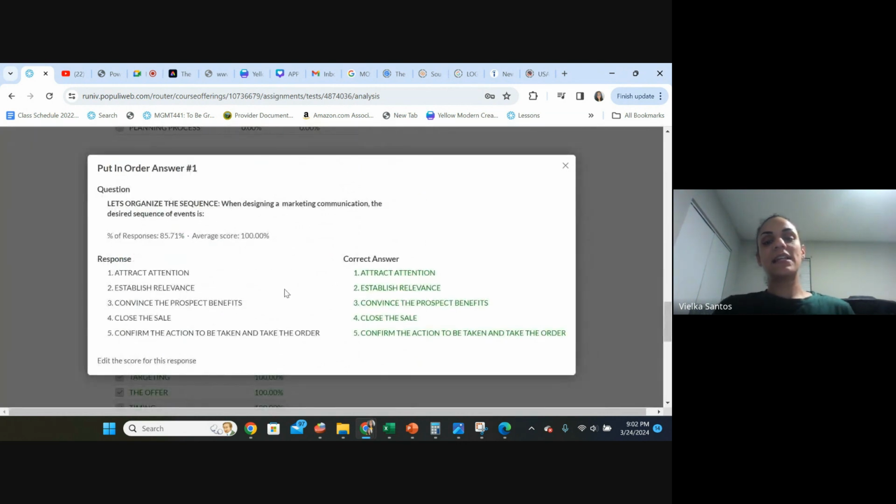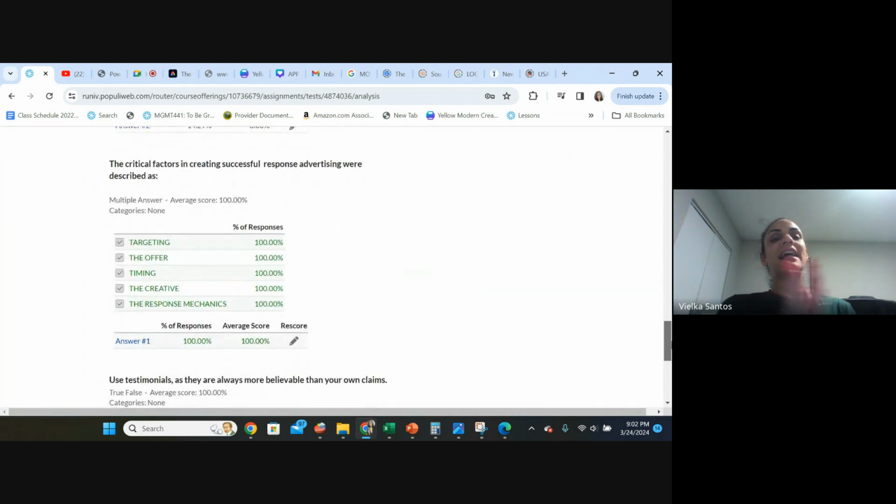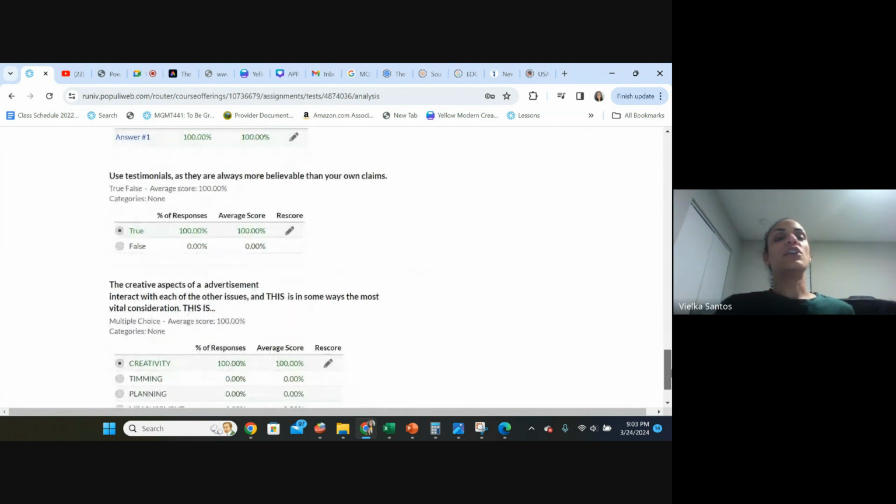Let's organize the sequence. This is the sequence for designing marketing communication. The desired sequence of events is attract attention, establish relevance, convince the prospect of benefits, close the sale, confirm the action to be taken, and take the order. We mentioned that too just now. And the critical factors in creating successful response advertising were described as targeting, the offer, timing, the creative, and the response mechanics. Also, use testimonials. They are always more believable than your own claims.